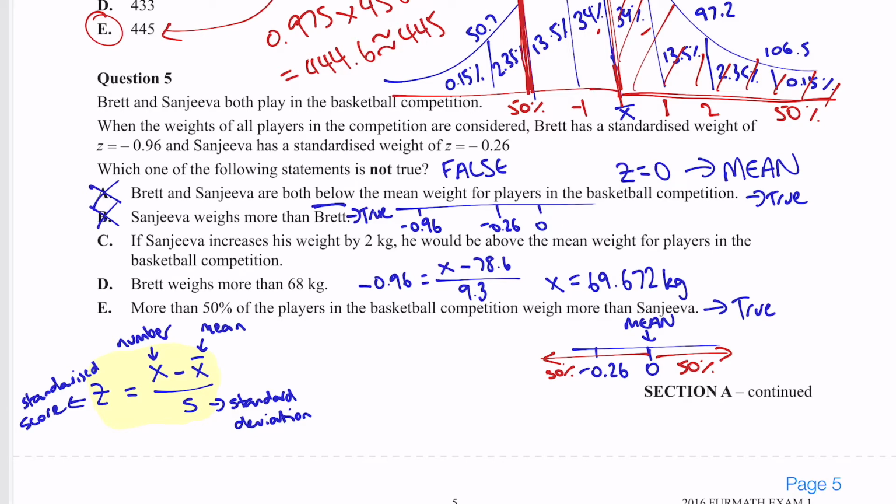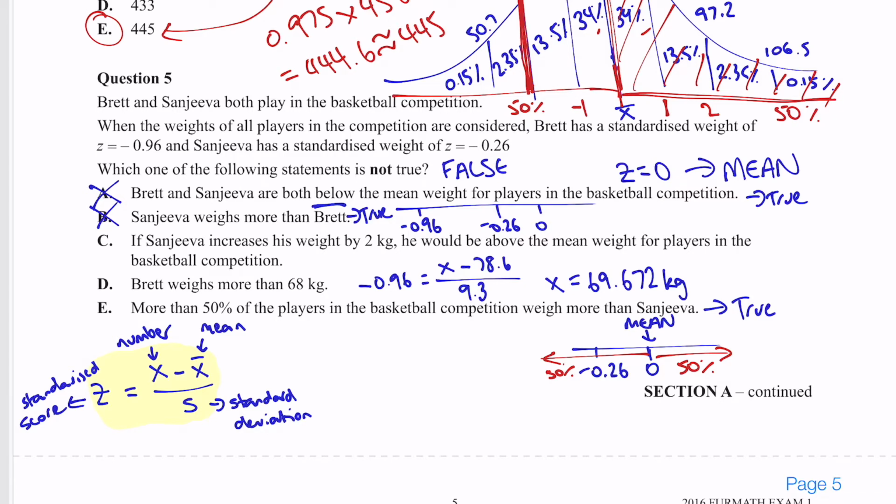Let's jump straight to D. Brett weighs more than 68 kilograms. So we have a very important formula here where Z, the standardized score, is equal to the number minus the mean, divided by the standard deviation. So this is also very important to have in your notes, because anything with standardized scores, you'll be using this formula.